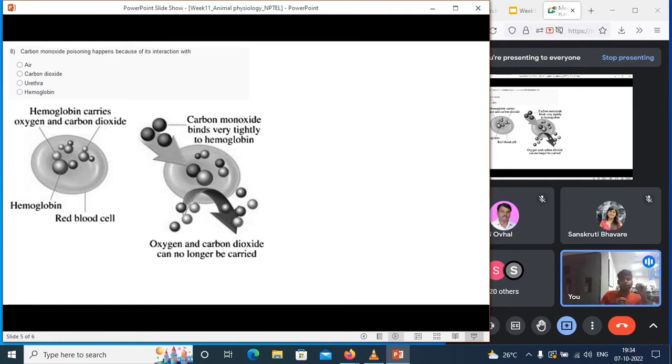But the point is that when carbon monoxide gets bound to the hemoglobin, it will form carboxyhemoglobin, right?